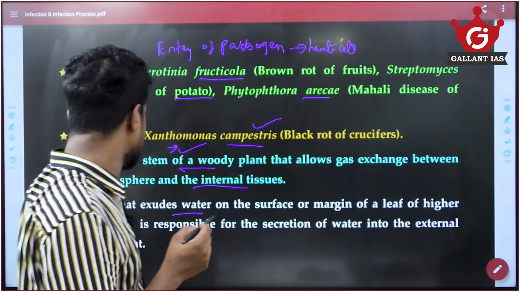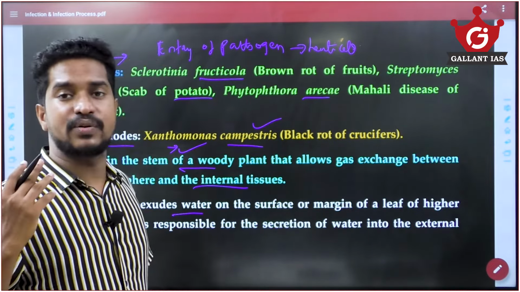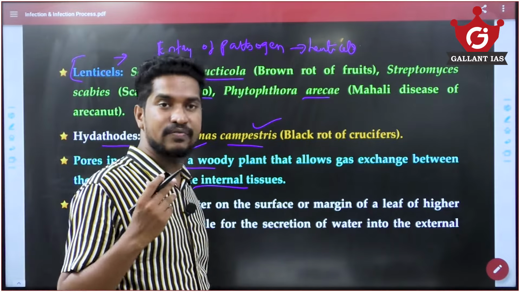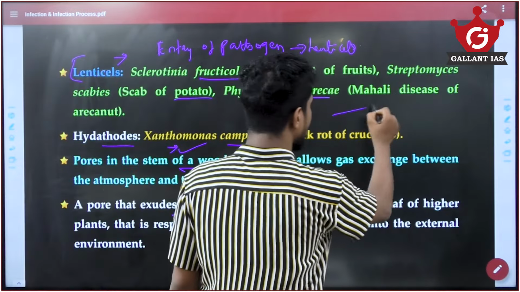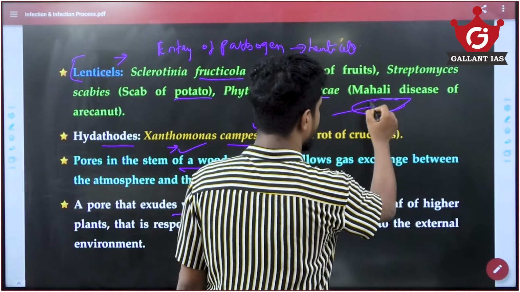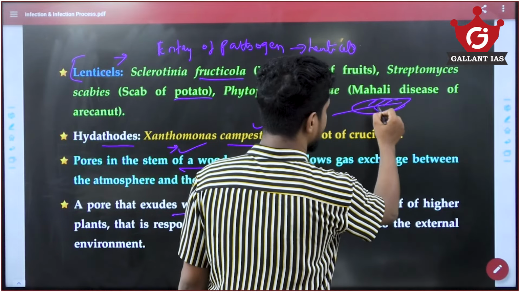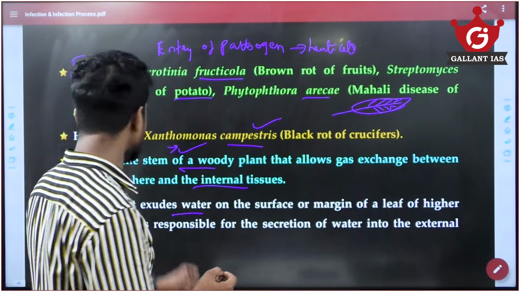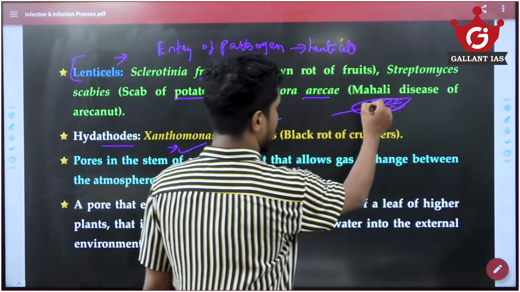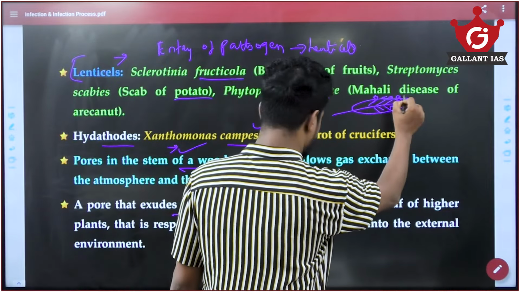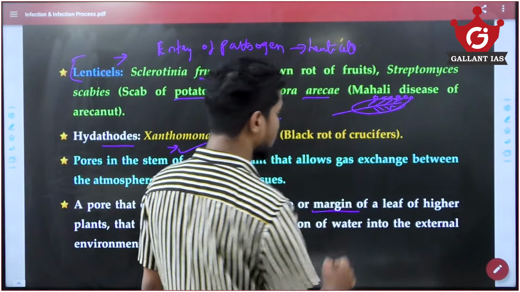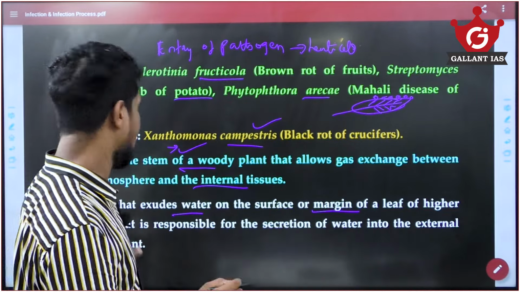Hydathodes are pores that exude water on the surface or margin of the leaf. So hydathodes means a pore that exudes water on the surface or margin of the leaf of higher plants.